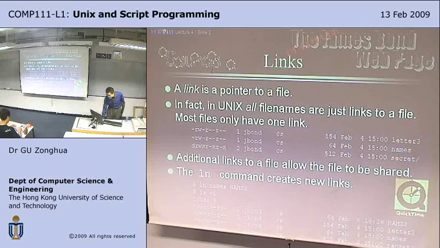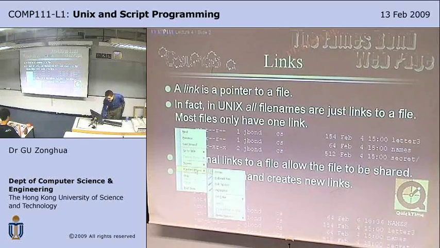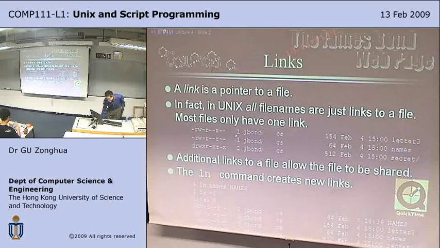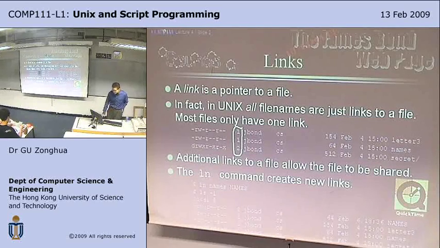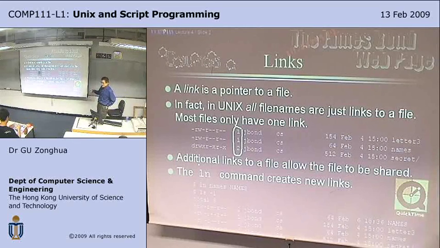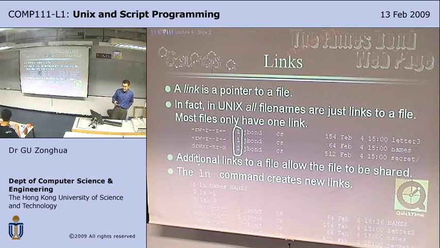So if you do ls -l to list all the files, say you have two files and one directory, this part indicates the number of links to it. Additional links to a file allow the file to be shared. You can access the file with one link or another link. As long as they point to the same file, you're accessing the same file.